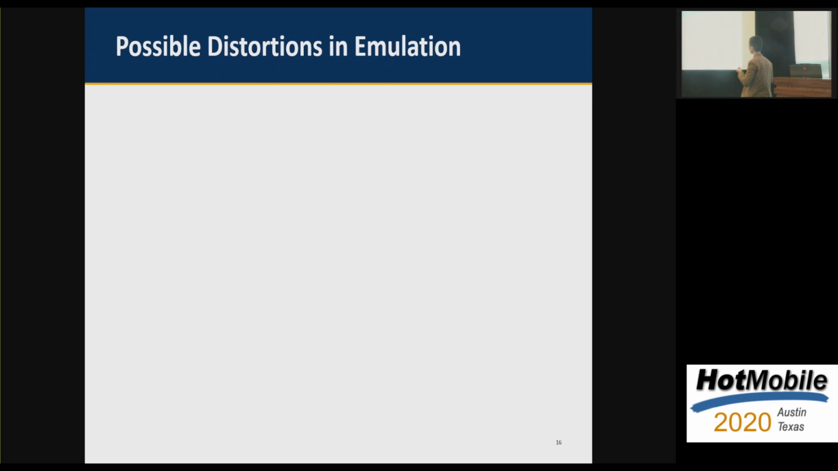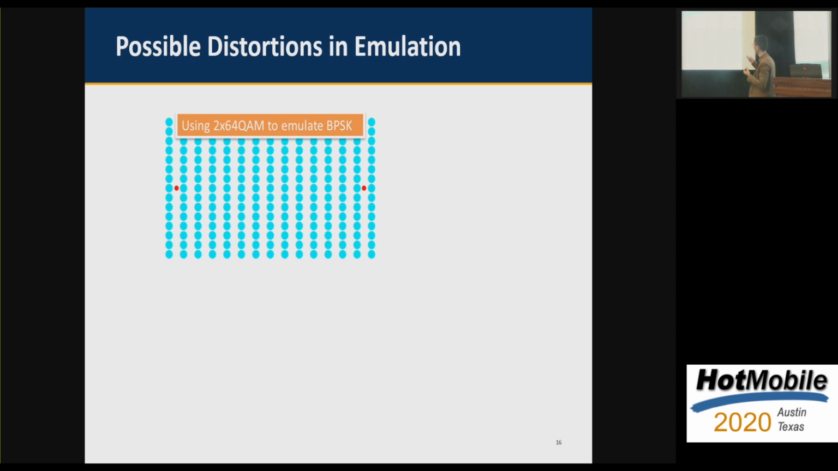The second one is the possible distortion in emulation. We all know that the constellation points are discrete, so we cannot cover every part of the constellation. There's a chance that the desired point is not matching any of the constellation points that we can emulate. So we take a BPSK constellation as an example here. We choose BPSK because it's used in the common Wi-Fi preamble, so it's very representative.